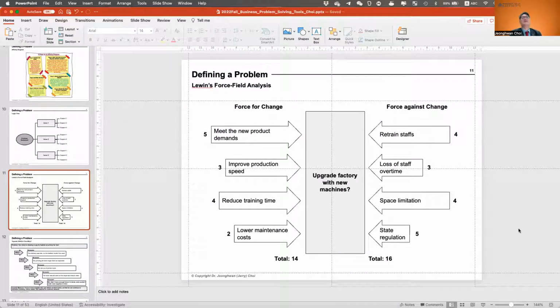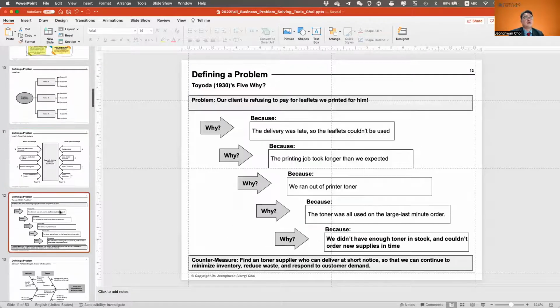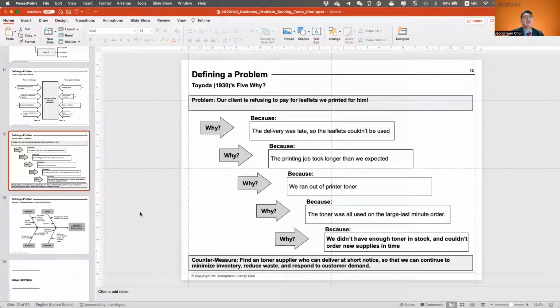Okay, this is the Kurt Lewin force field analysis technique. Simple but very powerful. And there are problem identification tools from the quality management field. These two are the most popular, and these two are the ones I love most. Mine, I love this. And the Toyota's 5 Whys technique.